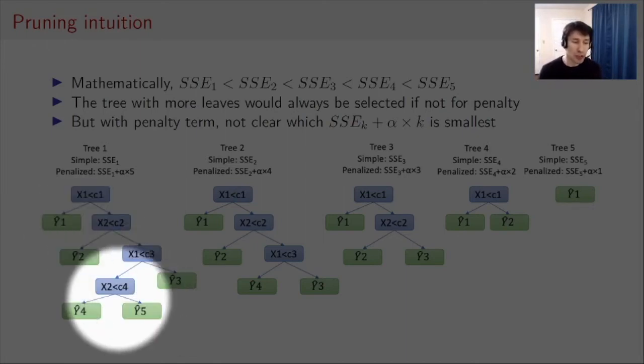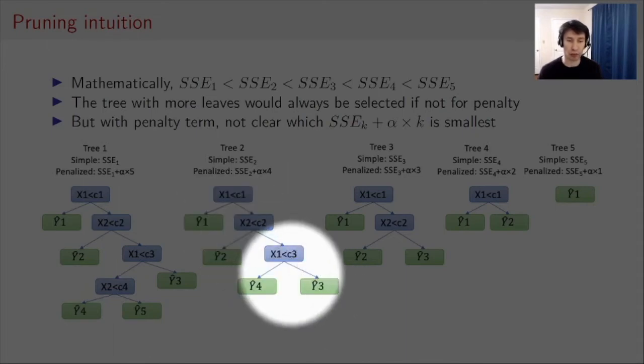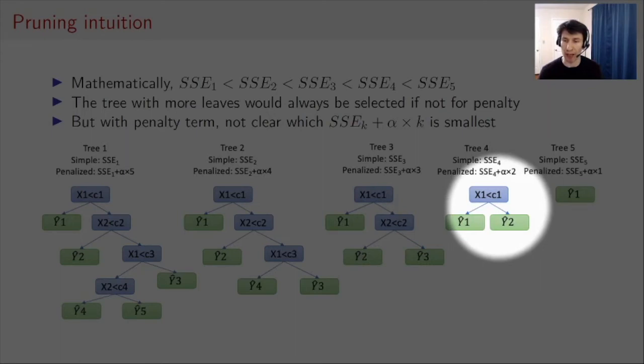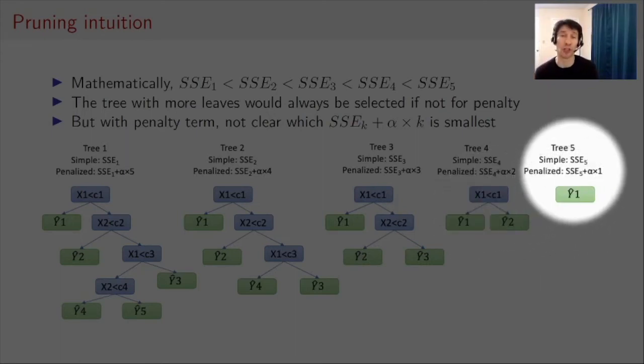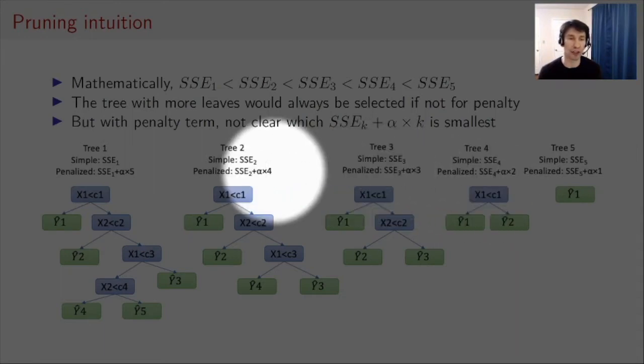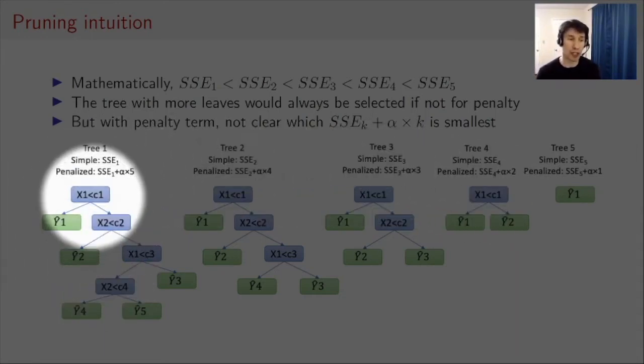You can prune this tree by getting rid of this split. This is the pruned tree. Then you can prune this tree back to this one. Then you can prune the tree back to this one. And finally, you can prune it down to just one single leaf tree. Now, mathematically, the sum of squared errors of this tree is greater than this one, which is greater than that one, greater than this one, etc. The bigger tree always has a smaller sum of squared errors.